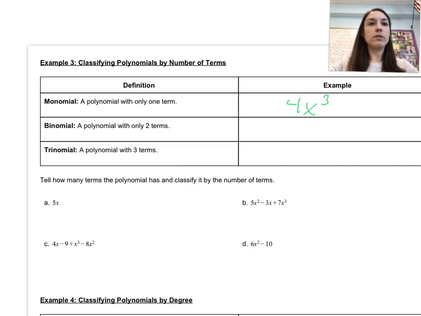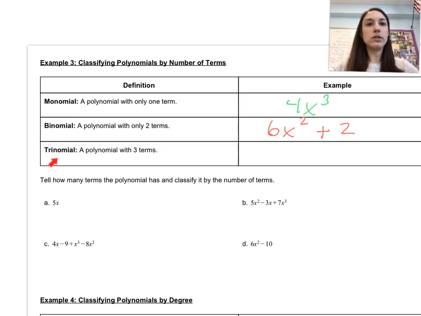Our second one is binomial, and binomial is a polynomial with only two terms. Think about the root bi means 2. So an example of a binomial would be something like 6x to the second plus 2. And here we are adding two different terms together.